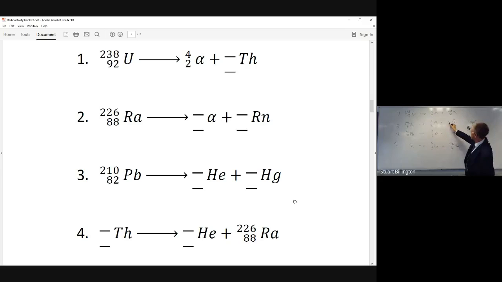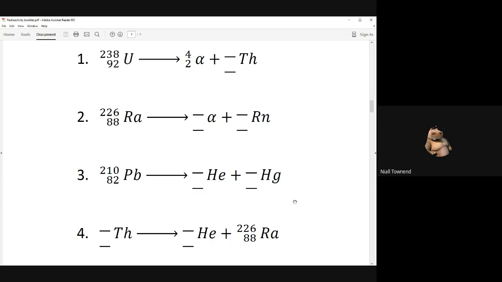So somebody want to tell me what numbers go here? So there were 226 protons and neutrons, 4 of them left. How many got left behind? 222. Very good. And of those 226, 88 of them were protons, but 2 of those left. So how many protons got left behind? 86. Perfect.